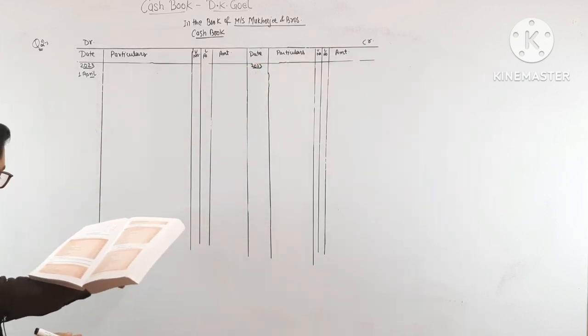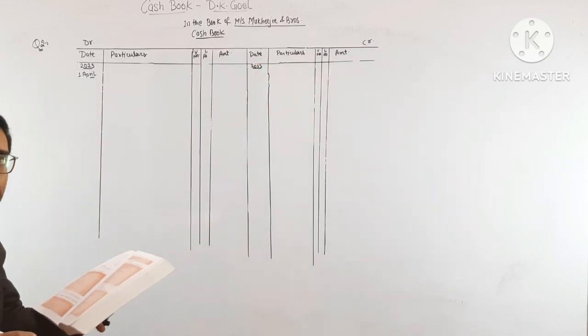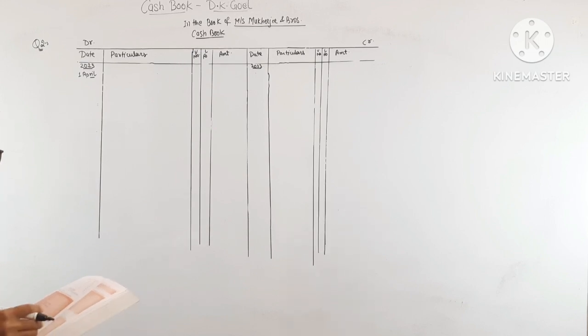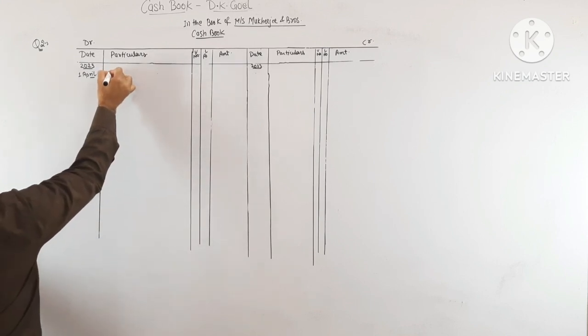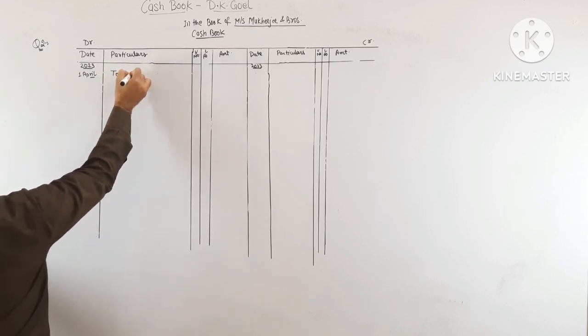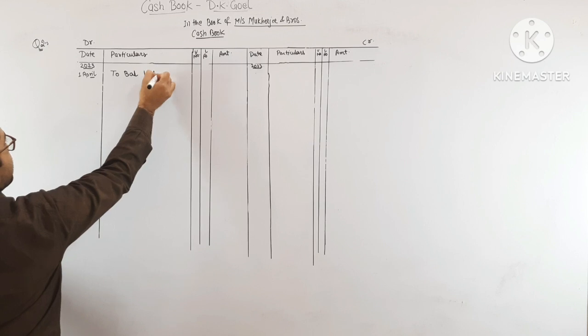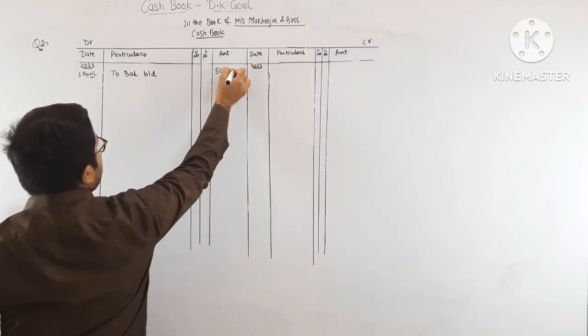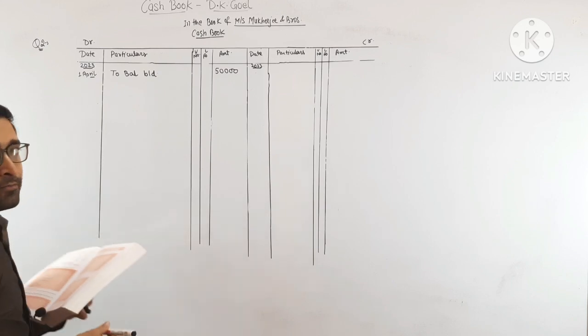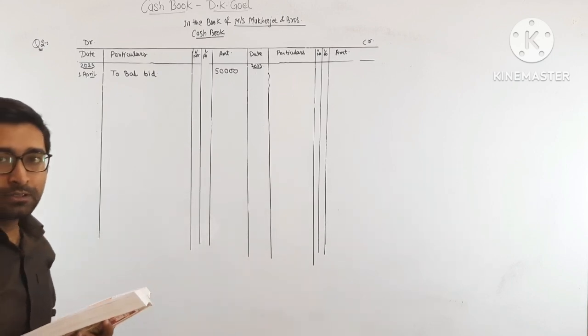now the first point is balance of the cash in hand. Okay, it is the balance of cash in hand. So this is basically an opening balance. So we write this as to balance BD and the amount is 50,000. Okay, it means this is the closing figure of 31st March.